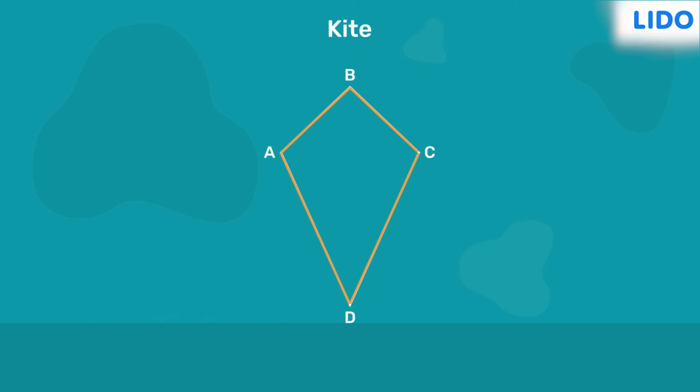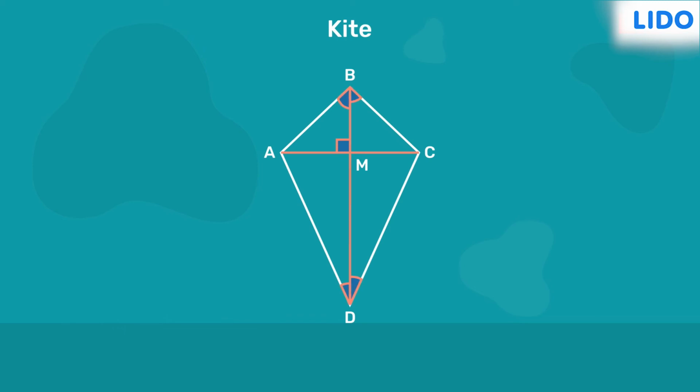Now, even the diagonals in kites are special. In any kite, both diagonals will be perpendicular to each other, and one of the diagonals is always the perpendicular bisector of the other. The diagonals in kites also bisect the angles formed at the vertices.